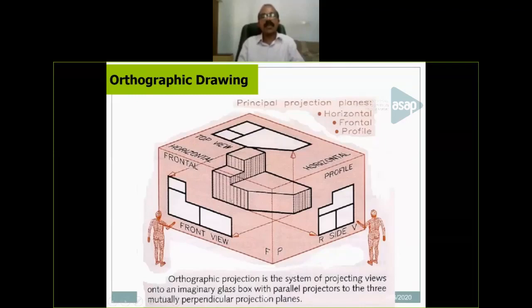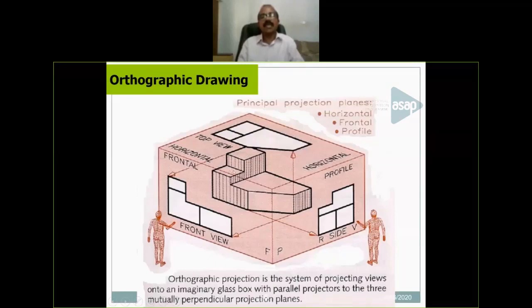Then consider the top view. Looking from the top, you can see the top surface. This top surface is visible, and the side surface is not visible. So there is a partition. These front and top surfaces, say 1, 2, and 3, those surfaces you can see in the top view.